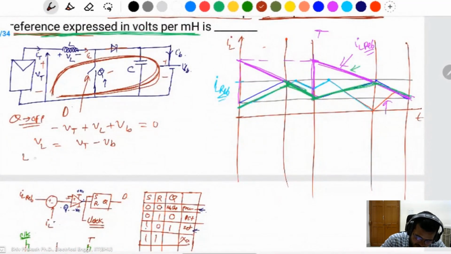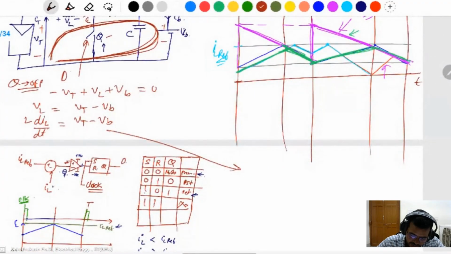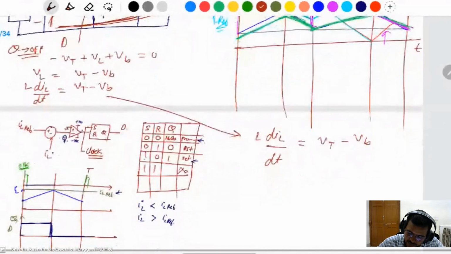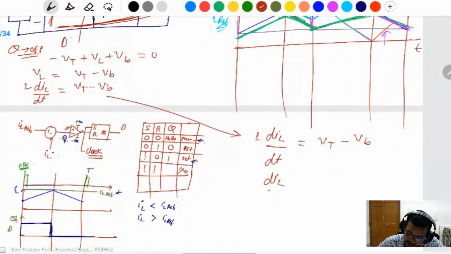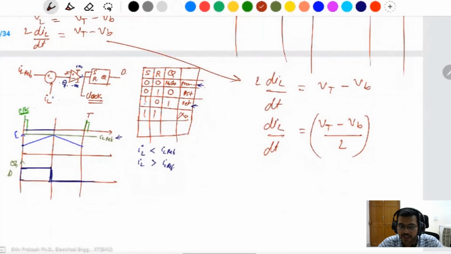VL, you know about the, it will be written as L dIL by dt. L dIL by dt is VL, inductor voltage. This is the Vt minus of Vb. Write in here, L dIL by dt is equal to Vt minus of Vb, then dIL by dt is Vt minus Vb divided by L. This is the slope, a decreasing slope.